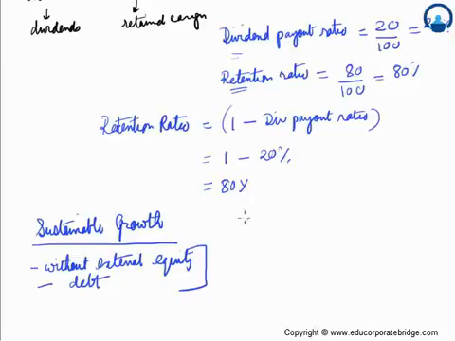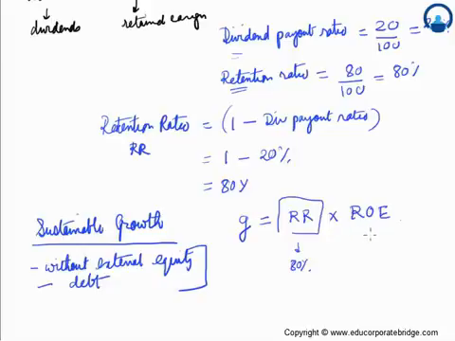And this is defined as g, which is equal to your retention ratio, RR, multiplied by the return on equity. Now just ponder about it for a moment. Retention ratio is the amount that you plan to invest in the firm, so this will be a percentage amount. This is 80% in our case.